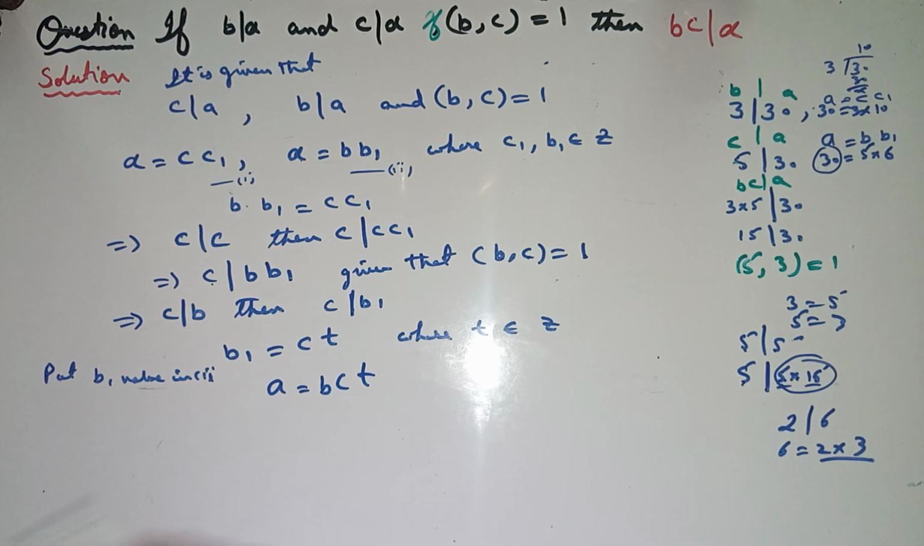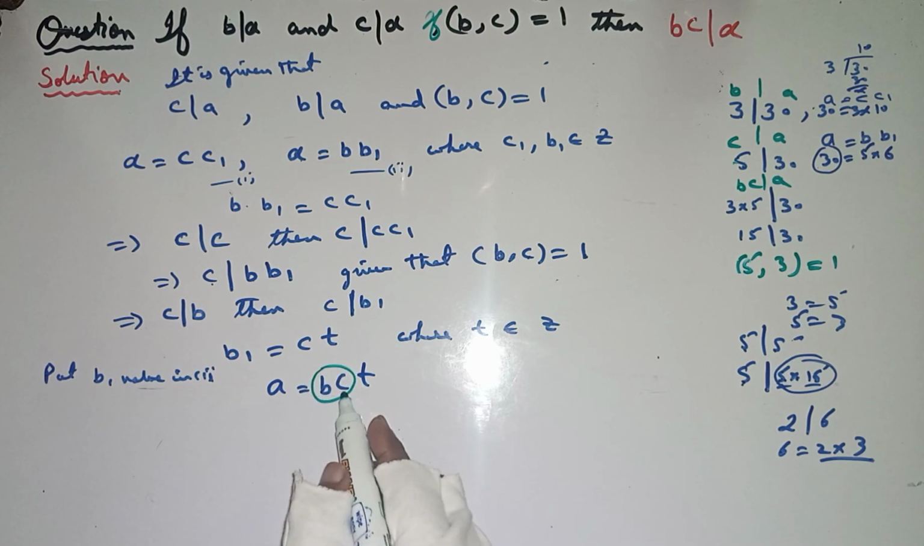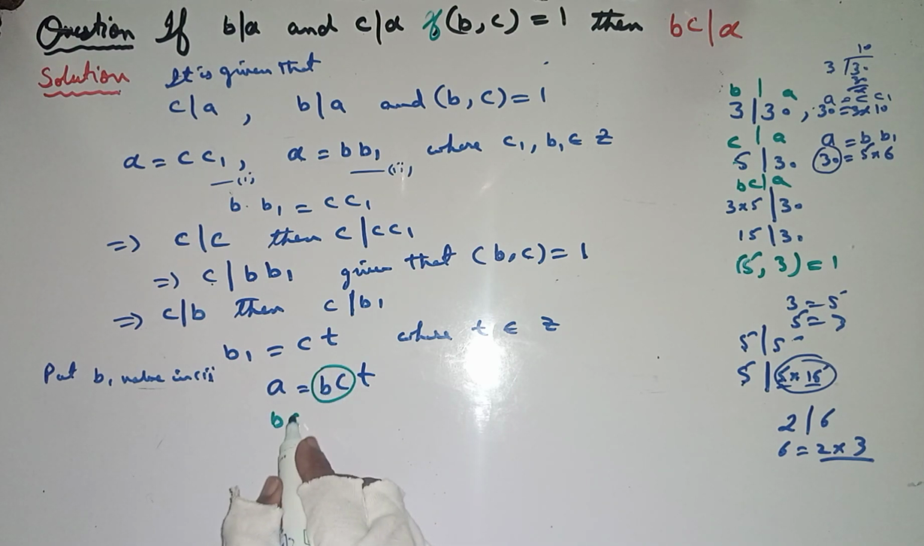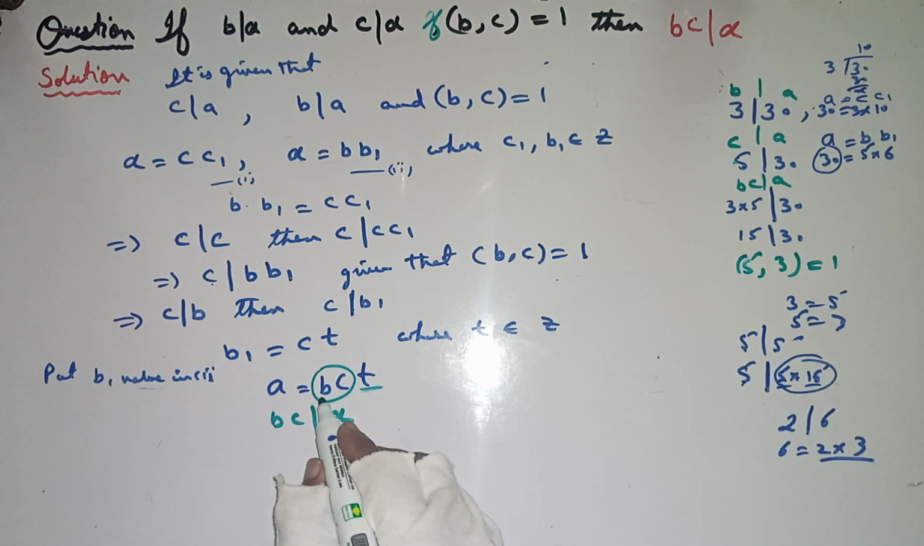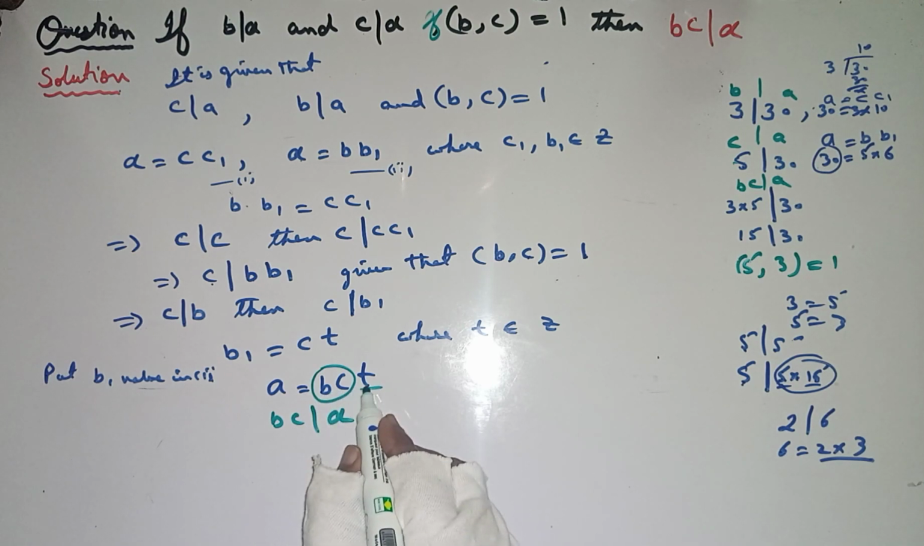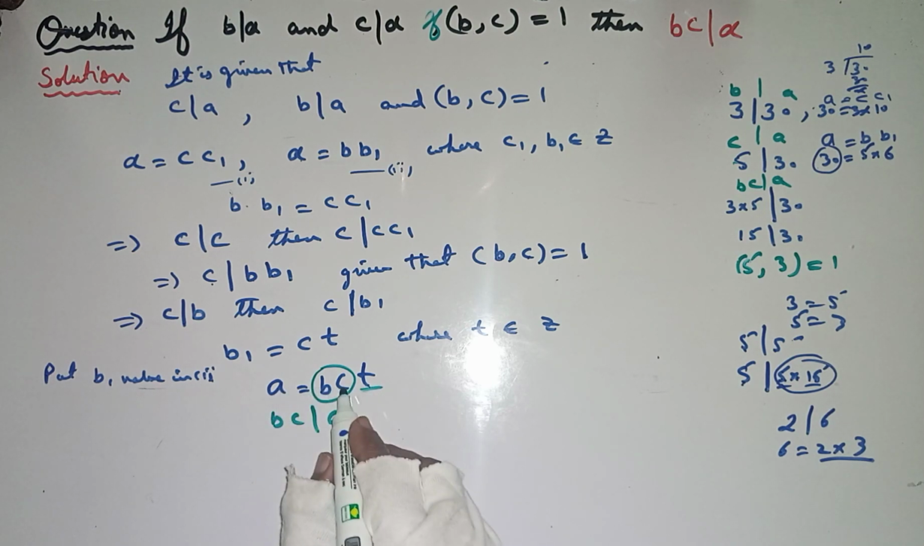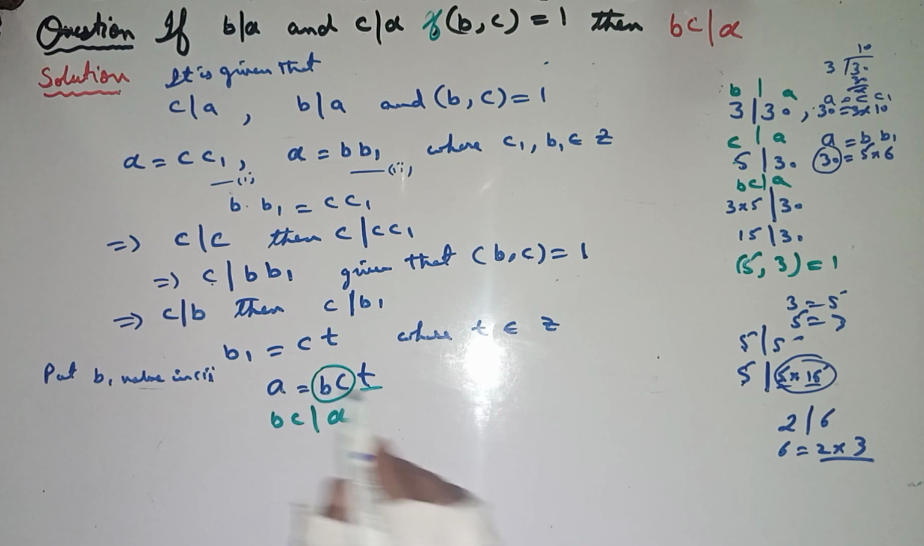Now you can see that this is a product and these are 2 factors, so this product must divide A. You did not make this circle, I just made it for understanding that these are 2 factors. Okay, these are 2 factors of A. Every factor must divide the multiple, so BC divides A.